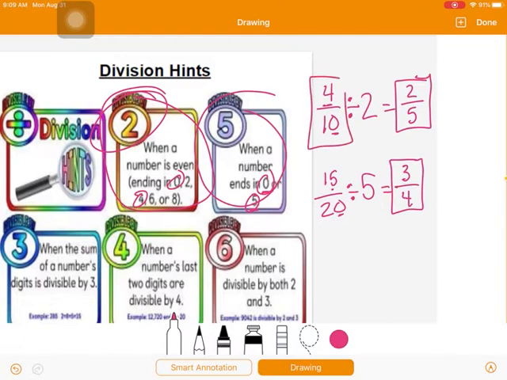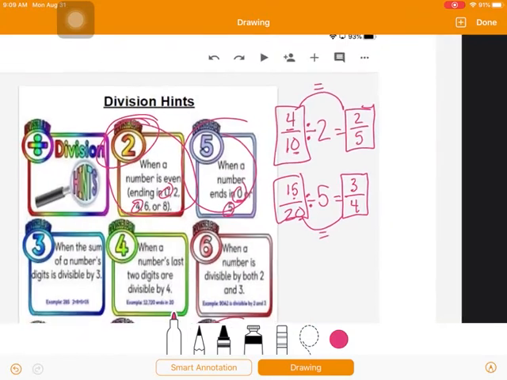So 4/10 and 2/5 are equal to each other. They're equivalent fractions. 15/20 and 3/4 are also equivalent fractions.